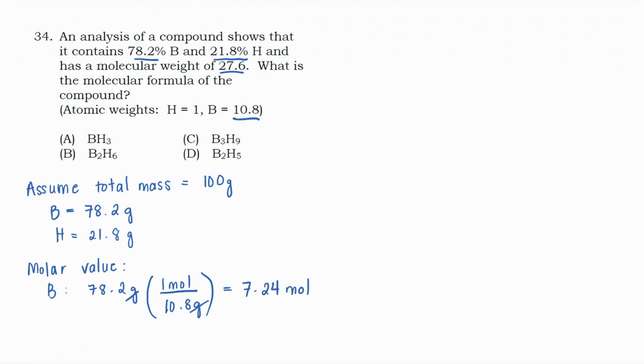The grams will cancel. And then for H, 21.8 grams, multiply by the atomic weight of 1 gram per mole. The grams cancel, and what's left is 21.8 moles. So, now we have the molar values. Once we have the molar values, we can get the empirical formula.